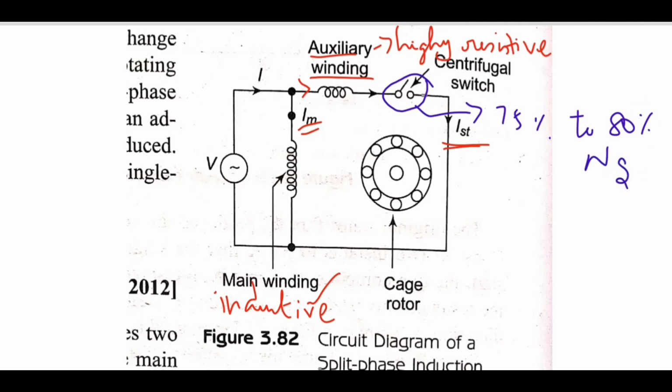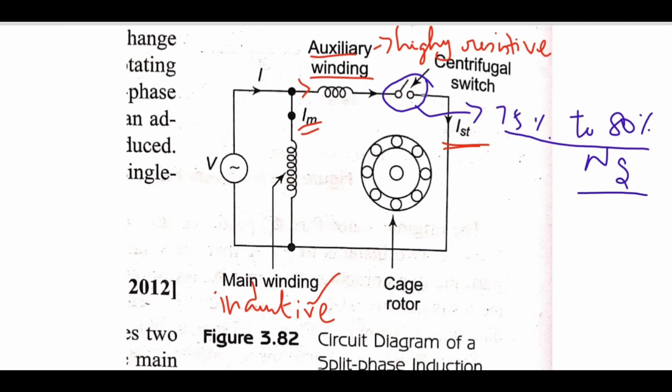The auxiliary winding is used to produce the split phase. Once the resultant starting torque is developed, using the centrifugal switch we disconnect the auxiliary winding when the motor reaches 75 to 80% of the synchronous speed.